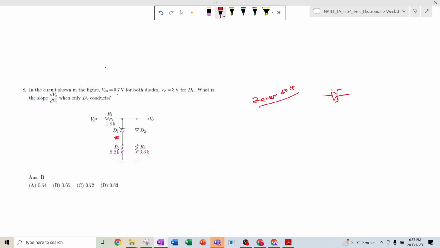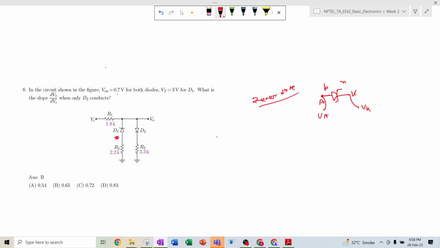This is the symbol of a Zener diode. This terminal is the P terminal, this terminal is the N terminal. This is the anode and this is the cathode. The voltage at this terminal is VA, let's say, and this voltage is VK.